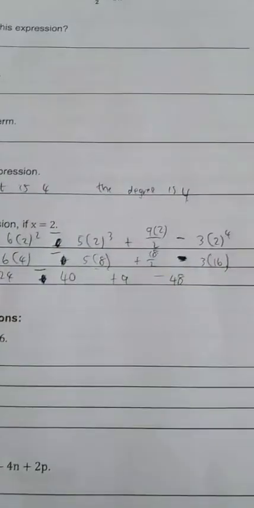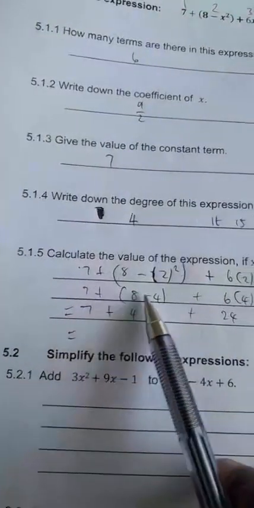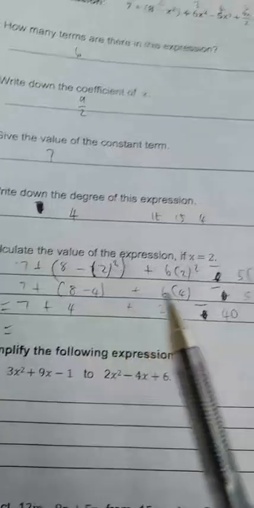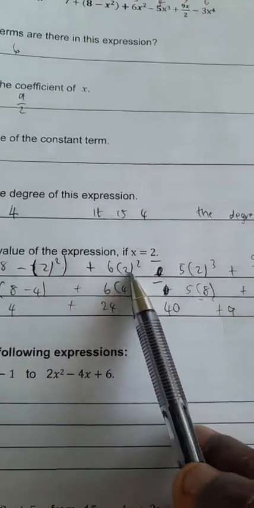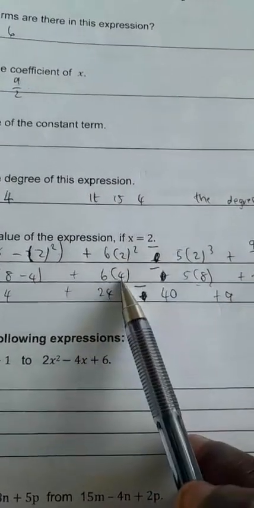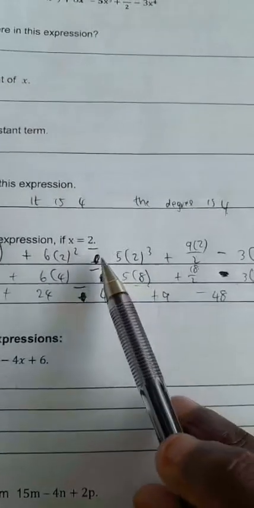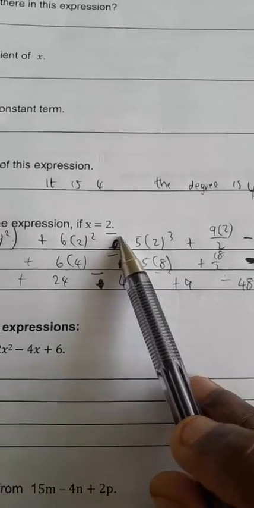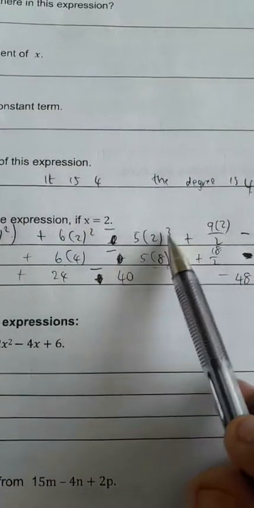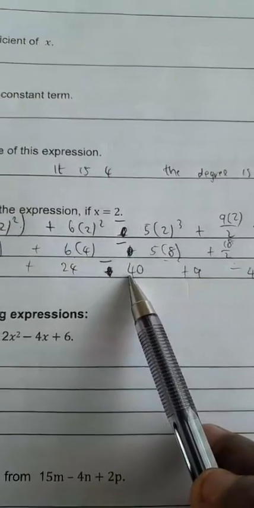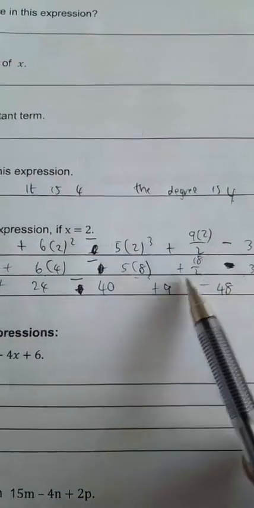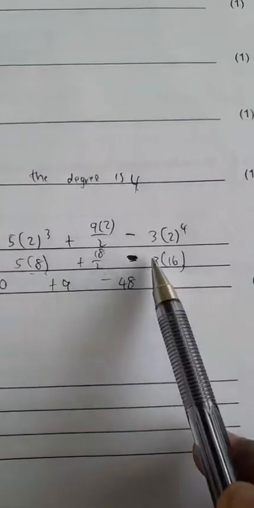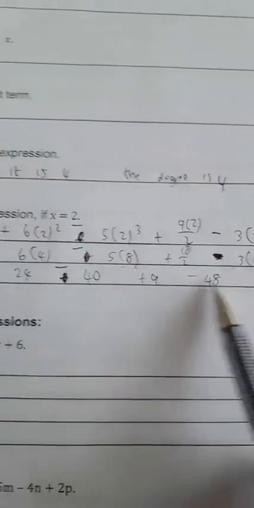Right. So 7 plus, that was 8 minus 2 squared, which was 8 minus 4, which is positive 4. Plus 6 times 2 to the power 2, which is 4. 6 times 4 is 24. That was a minus, guys, not a plus, as I had done initially, so I'm sorry about that. Minus 5, 2 to the power 3 is 8. 5 times 8, that's 40. Then 9 times 2 is 18. 18 divided by 2 is 9. Minus 3 times 16, which is 48, so that's minus 48.